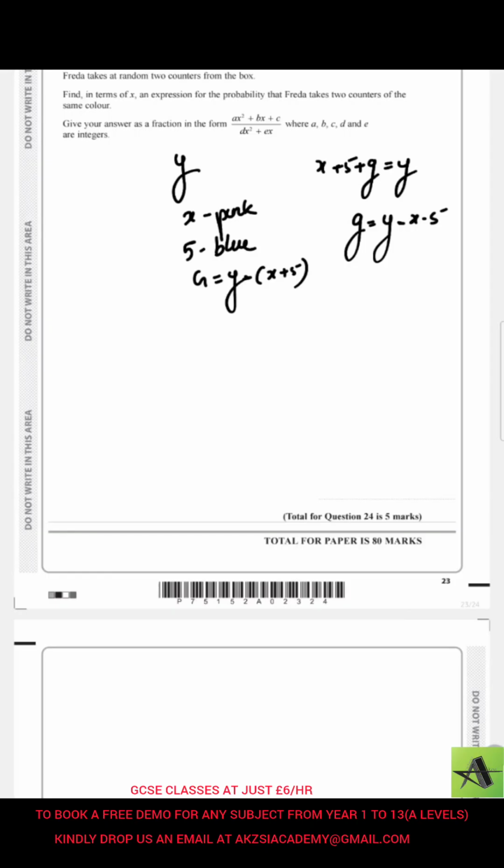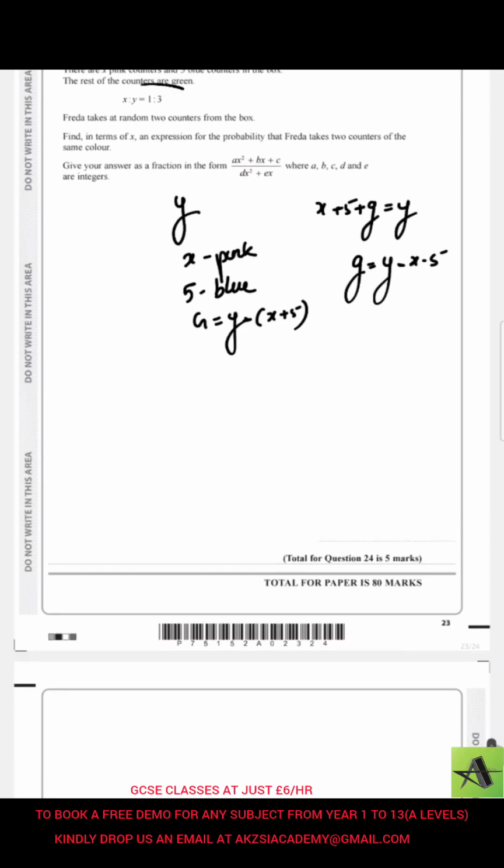Because your final answer has to be in terms of x only, that's why we have to use this one. The ratio of x to y is 1 over 3. So the ratio of x over y is 1 over 3. From here, I can write that y is equal to 3x. I just need to replace y with 3x. So 3x minus 5, which is 2x minus 5. This is green.